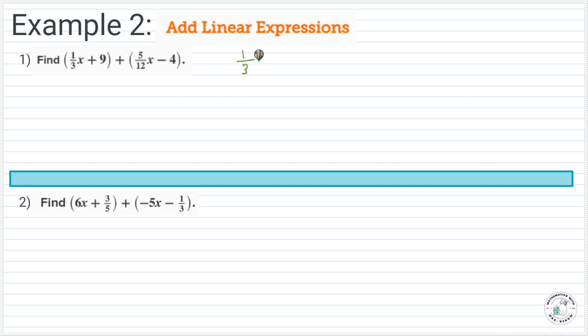So we'll have 1/3 x plus 9 plus the 5/12 x minus 4. So with this question, again, we have those fractions, so we need a common denominator. Hopefully we're noticing that these two are the ones that are going to be combined because they both have our x variable attached to it. And then we also do have a 9, so our constants. And this is technically a negative 4 that would be combined with the 9.